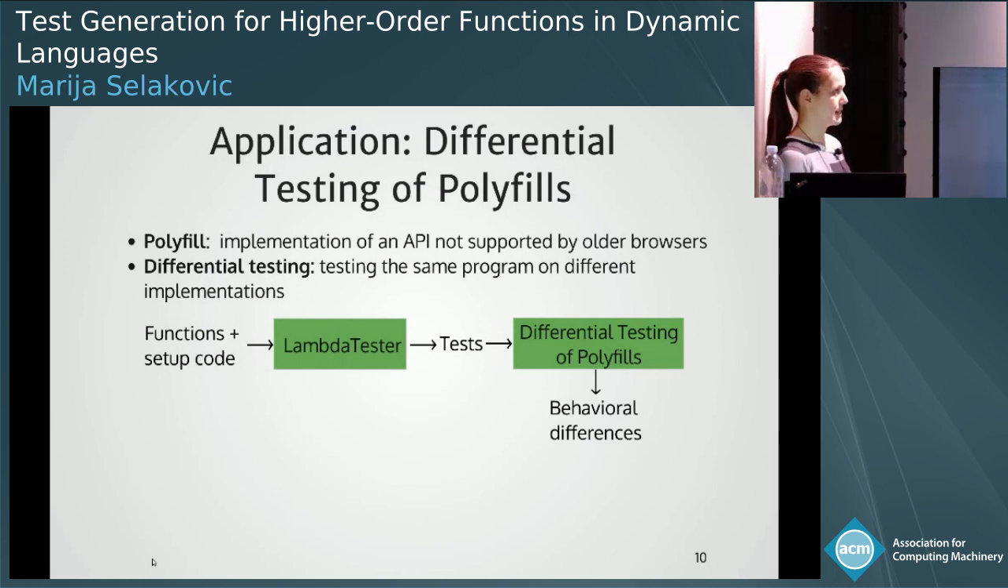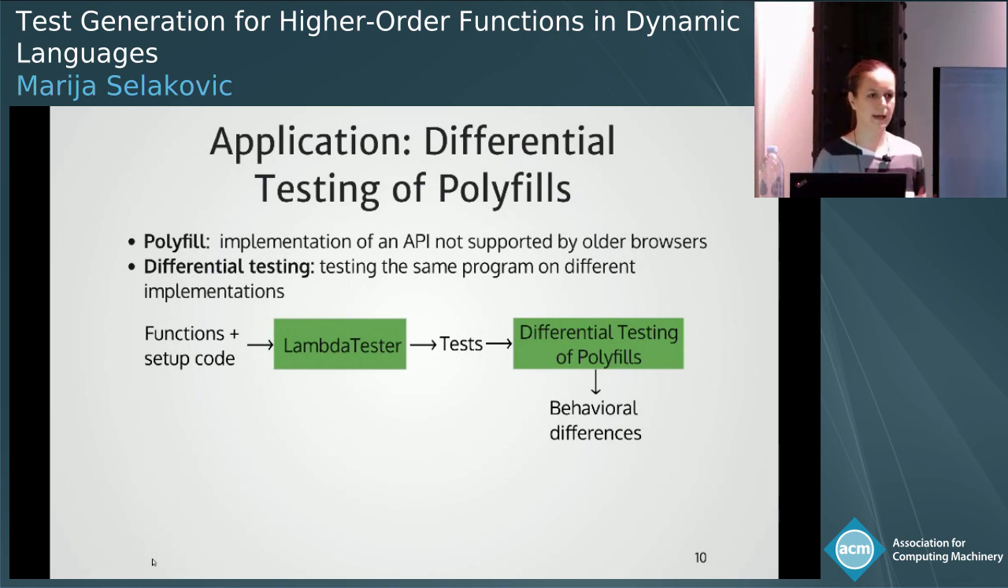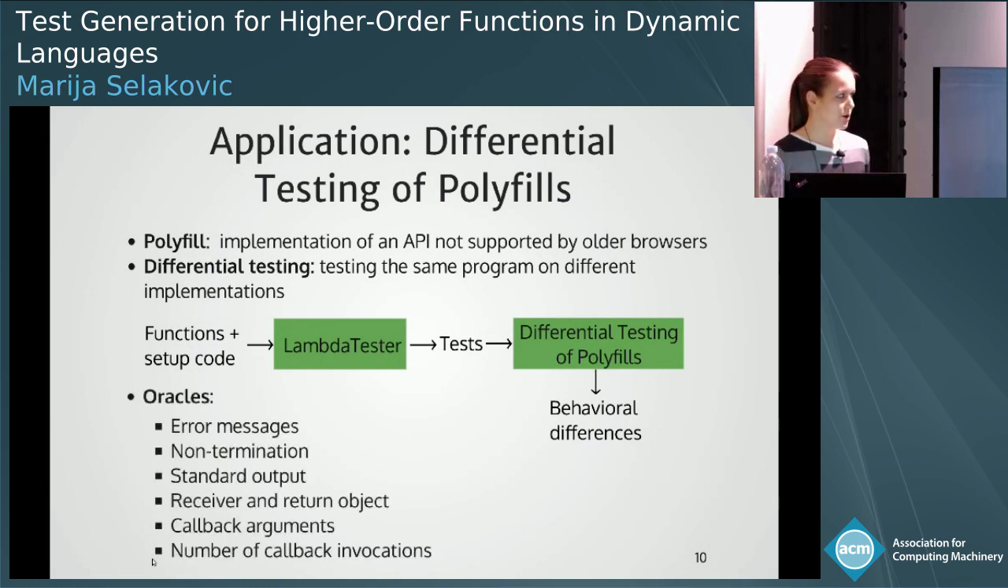We find bugs in polyfills by using differential testing. We execute our tests with the polyfill implementation and with the native implementation, and we say that the polyfill is buggy if the native implementation gives a different output than the polyfill implementation. We use a couple of oracles to find behavioral differences between polyfill and native implementation. Some of them are very standard oracles that are used by other test generation approaches. But we also consider two novel oracles related to how the callback is called, namely the state of the callback arguments and the number of callback invocations.